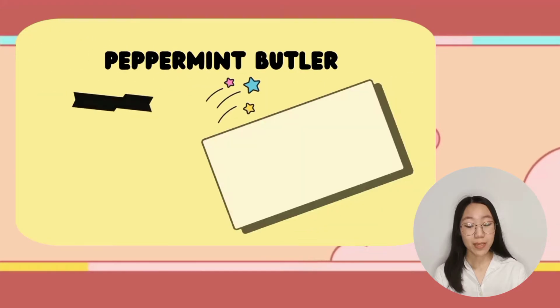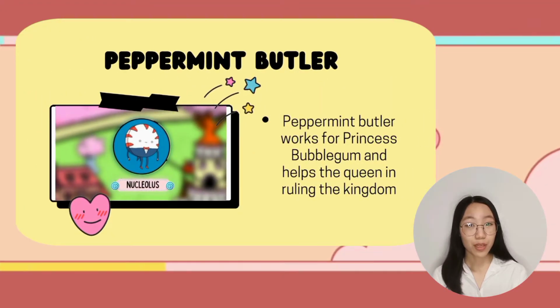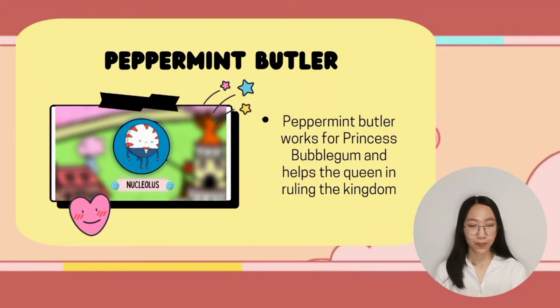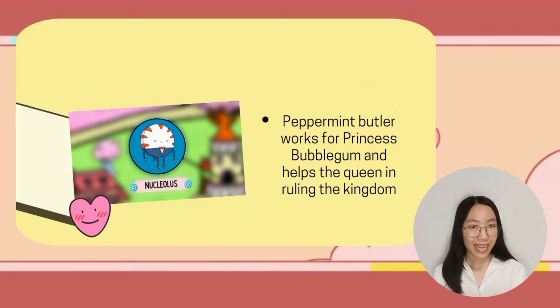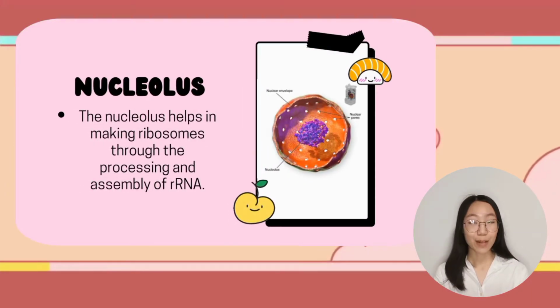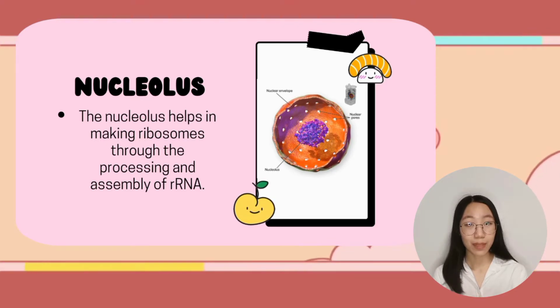Next is Peppermint Butler, who is similar to the nucleolus because he works for Princess Bubblegum and helps the queen in ruling the kingdom. Just like the nucleolus, it helps in making ribosomes through the processing and assembly of ribosomal ribonucleic acid.